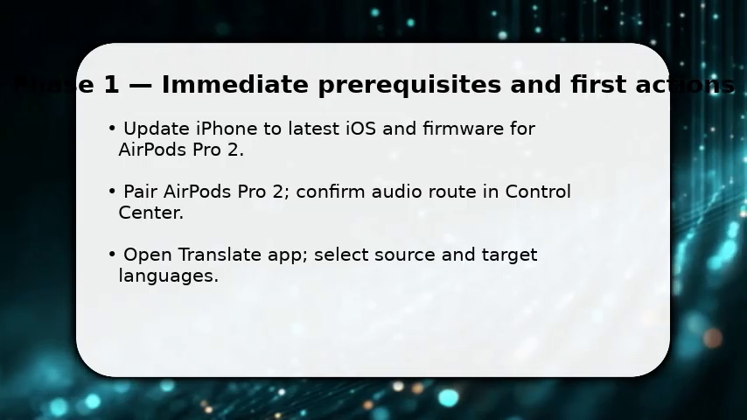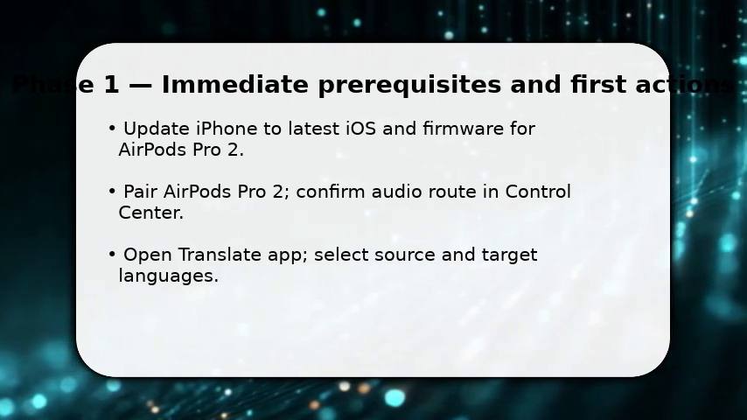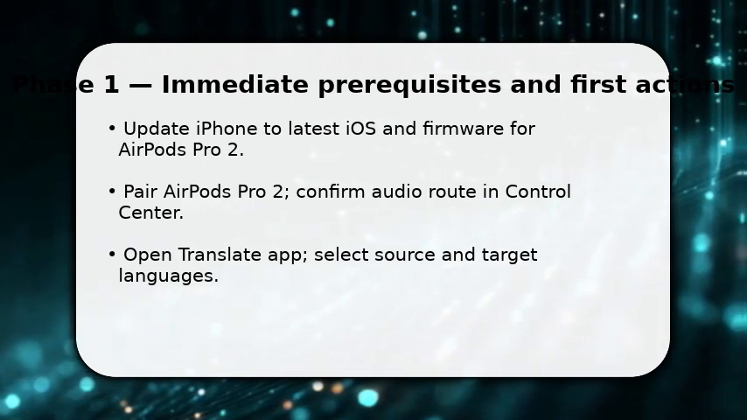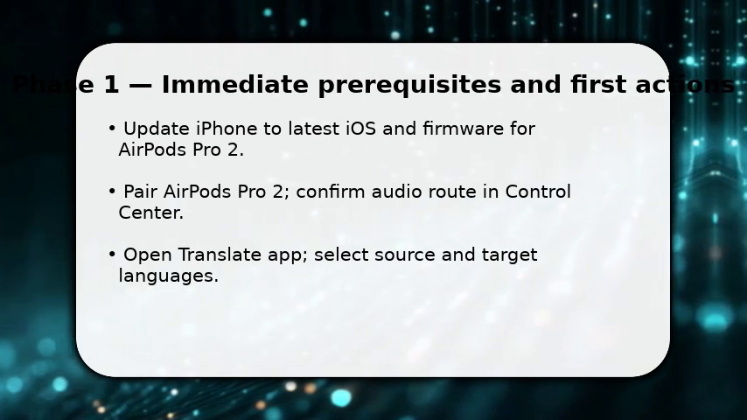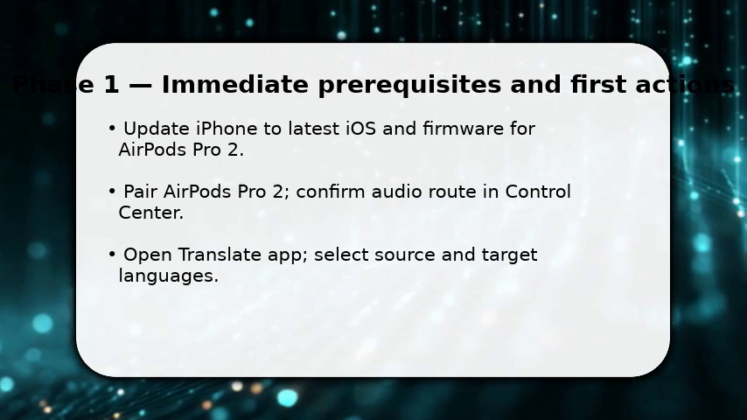You start by getting the software ready. Update iPhone and AirPods firmware, then pair the AirPods Pro 2. Once paired, open Control Center and make sure output is set to your AirPods. This routes the translated audio to your ears.